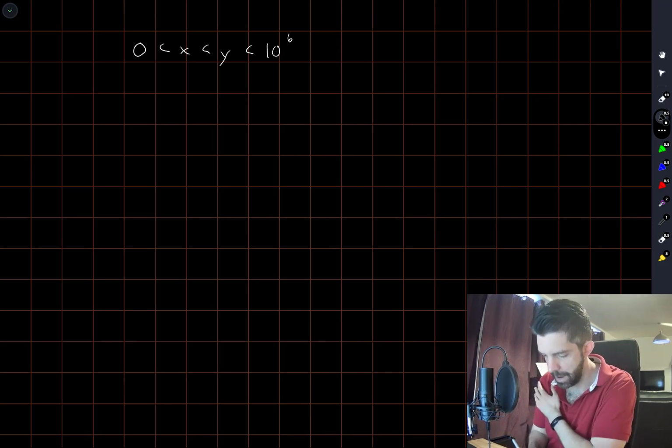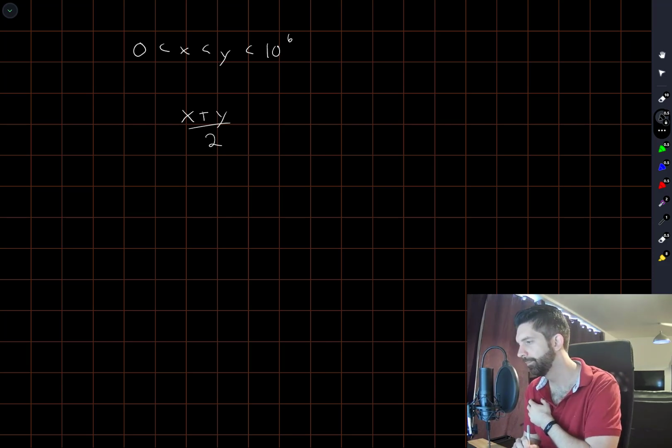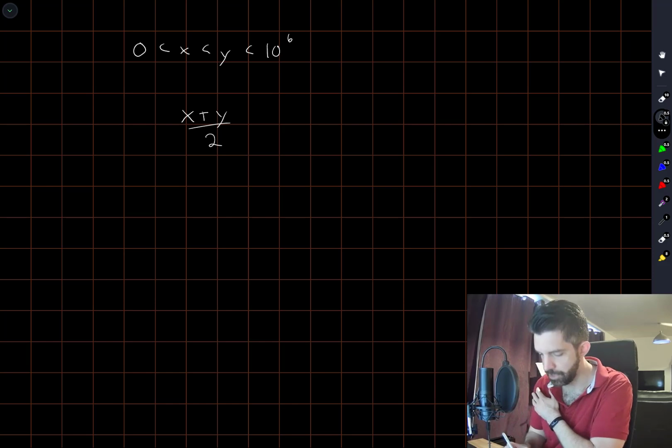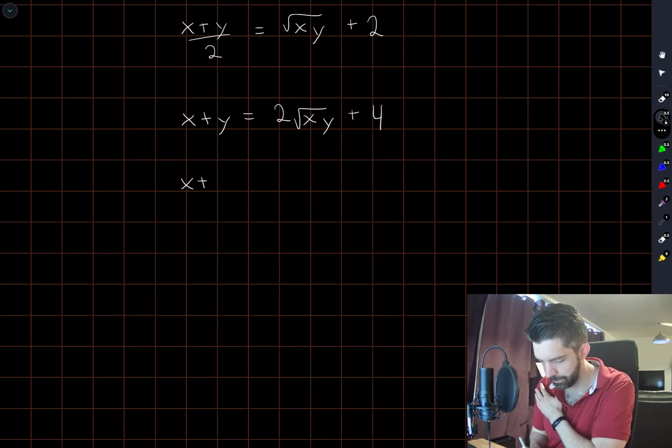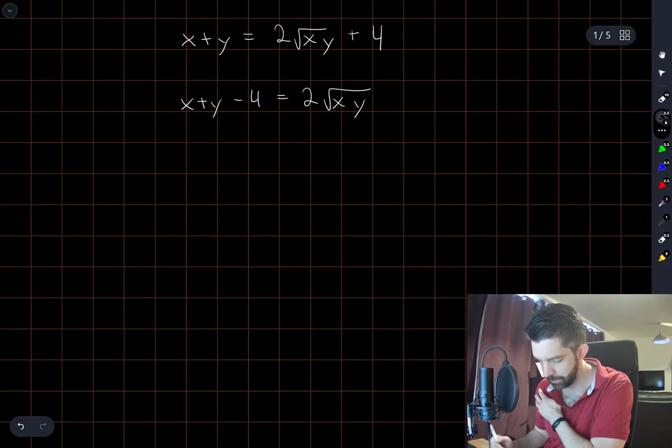So we want the arithmetic mean to be exactly 2 more than the geometric mean. So the geometric mean is equal to this, and we have to add 2 to the geometric mean to make these equal. So what I'm thinking of doing now is, let's get rid of that fraction, and now rearrange this and square it to get rid of the root.